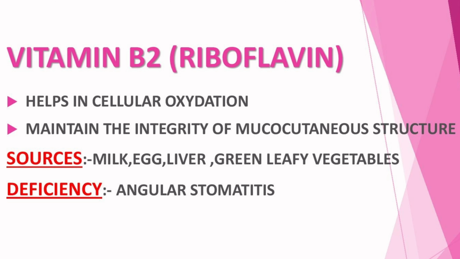Next one is vitamin B2. This is also called riboflavin. It helps in cellular oxidation and it also helps to maintain the integrity of mucocutaneous structures. The sources of vitamin B2 are seen in milk, egg, liver and in green leafy vegetables. The deficiency of vitamin B2 leads to angular stomatitis.